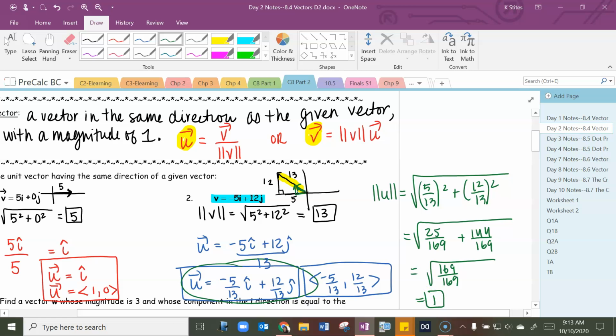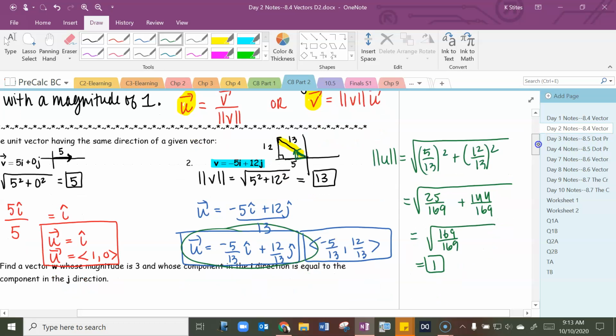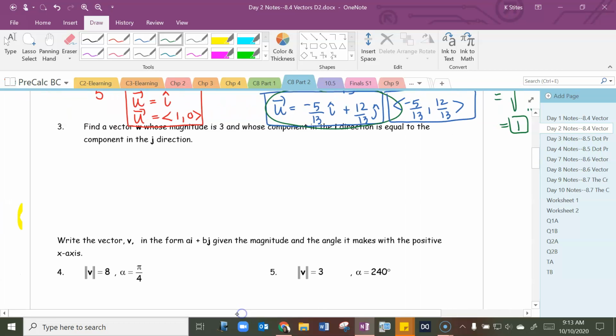We have a vector that's going in the same direction as our original vector, but now the magnitude, or the length, is just 1. Okay, so that's what we just did. That's why the arrow is super tiny there. All right, so now let's try to go backwards.